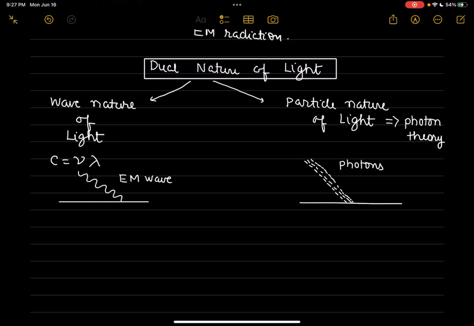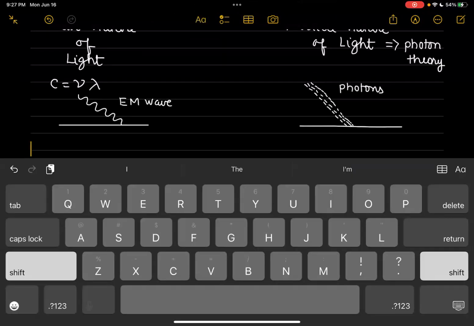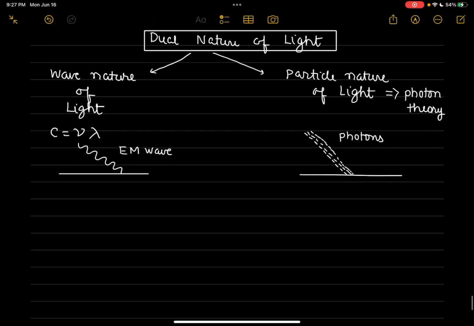So what are the evidences of particle nature of light? What are the evidences of wave nature of light? Shadows. Evidence, shadows. Yeah, but we need to be more scientific. How can a wave make a shadow?